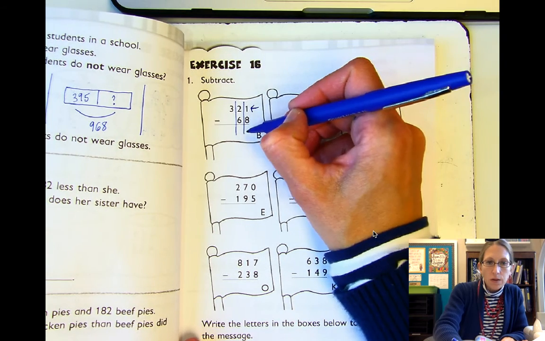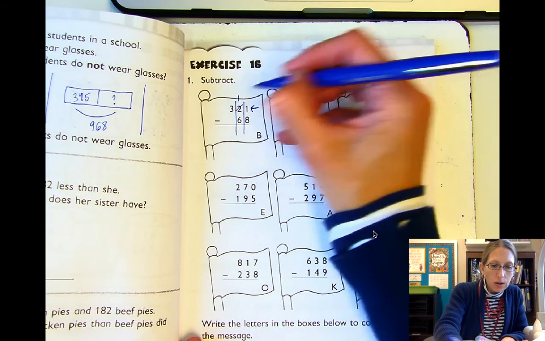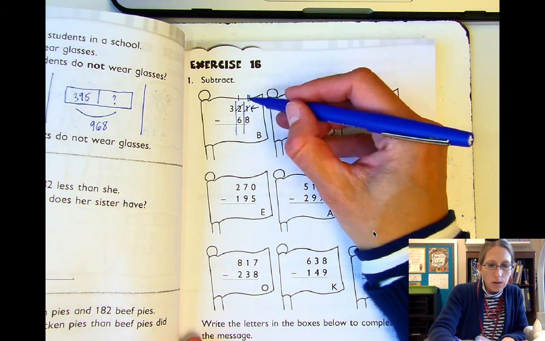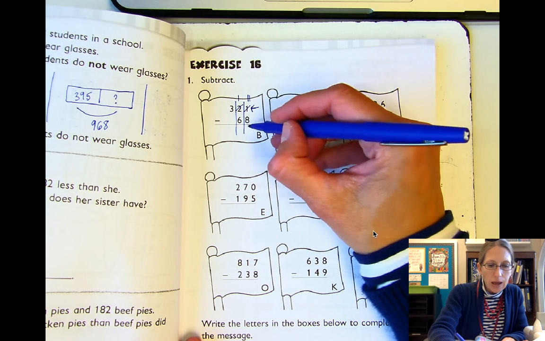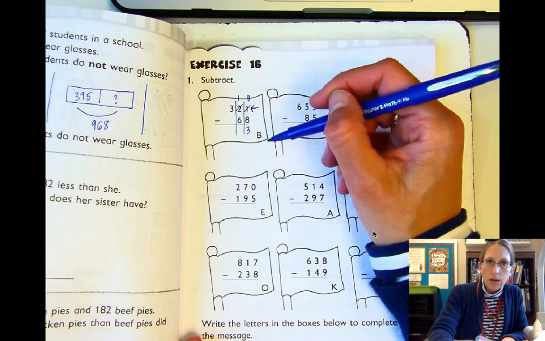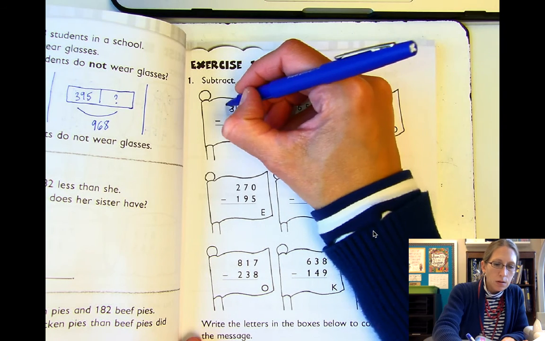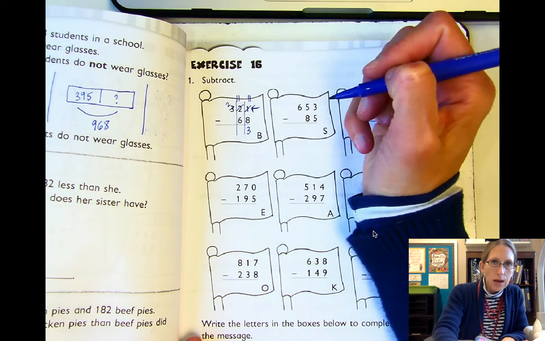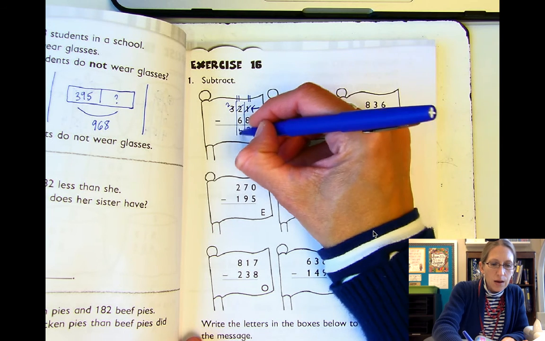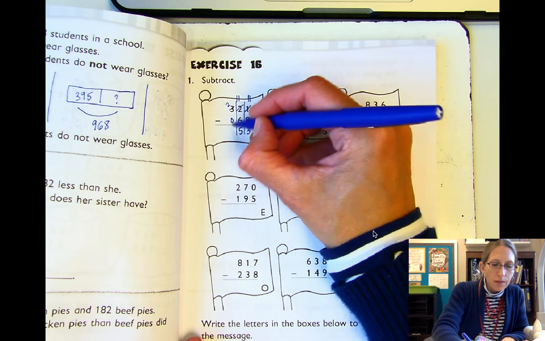1 minus 8, we can't do it. Let's go next door and get some more. Now we can do it. 11 minus 8 is 3. 1 minus 6. Wait a second, we can't do that. We've got to rename. So now we can do 11 minus 6 is 5. 2 minus nothing is 2.